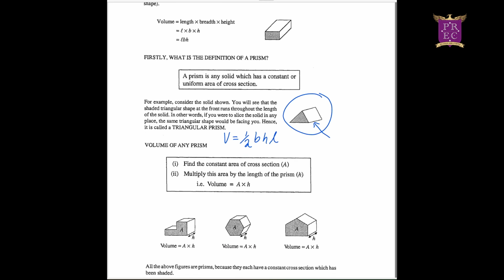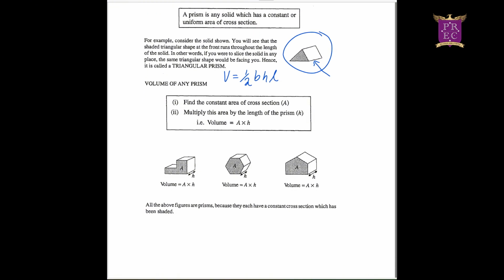But we can generalize it now and say the volume of any prism is the area of the front-facing face times the height or the length. So here we find the area of the hexagon and multiply it by the length. Here we find the area of the trapezium and then pentagon and multiply by the length. That's as easy as that.